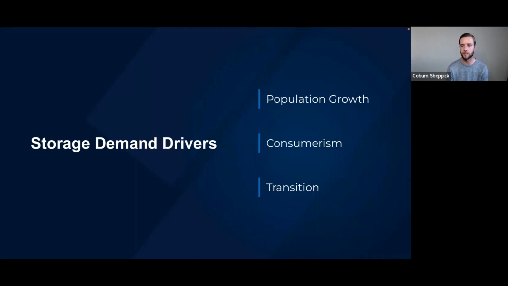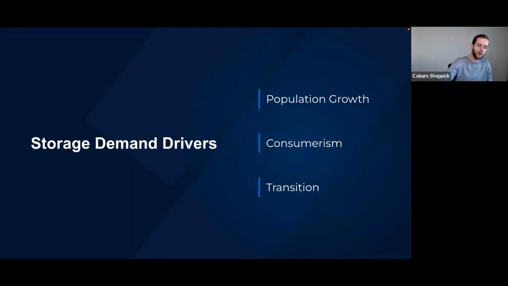Consumerism, that's another big driver, which I hate the term, but that is facts, because the more people spend, the more people buy things, especially when people can't afford houses, for example, and people are forced to rent. A time like now, for example, is going to create demand for storage. And lastly is transition.